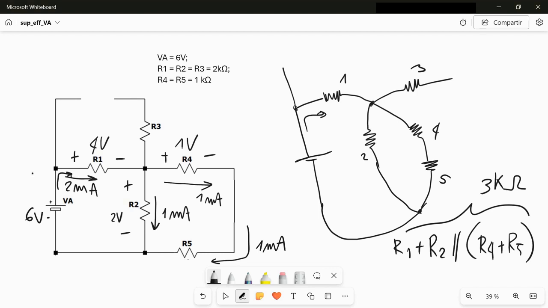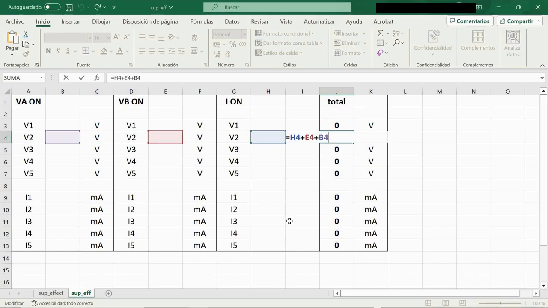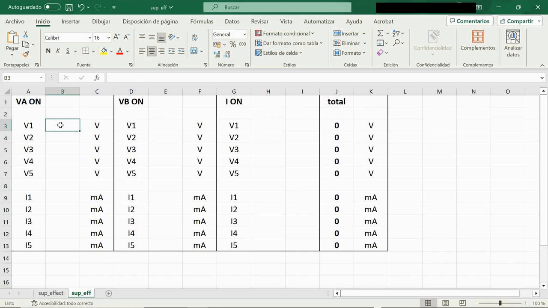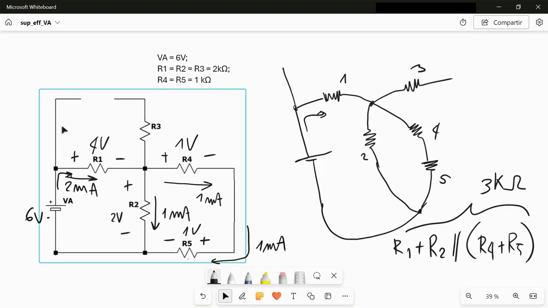1 milliampere flowing into 1 kilo ohm gives me 1 volt. So I have all the values of the circuit. So let's fill now the Excel table. So we have V1, which is 4 volt, and if we check the polarity of this voltage with the polarity that we have stated at the beginning of the problem, we will see that it's the same.